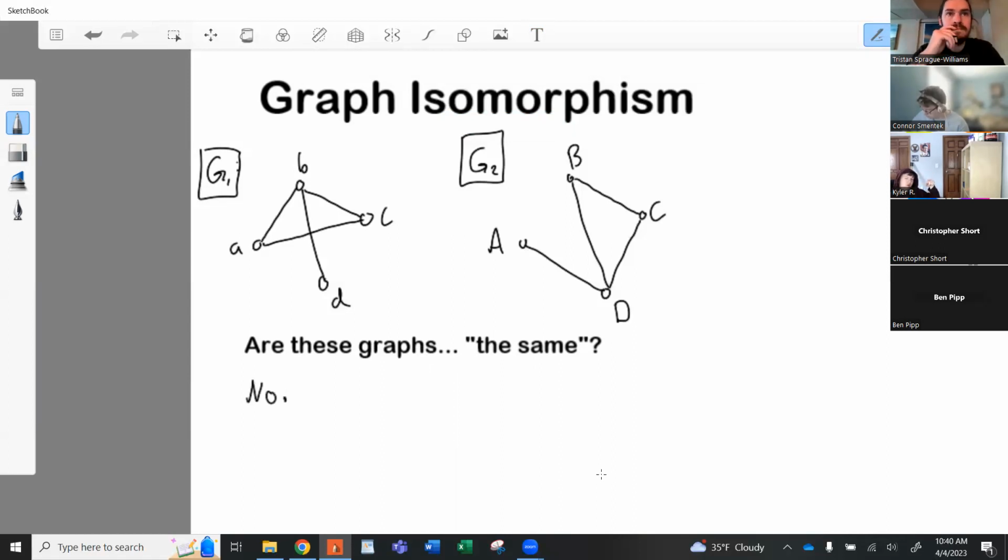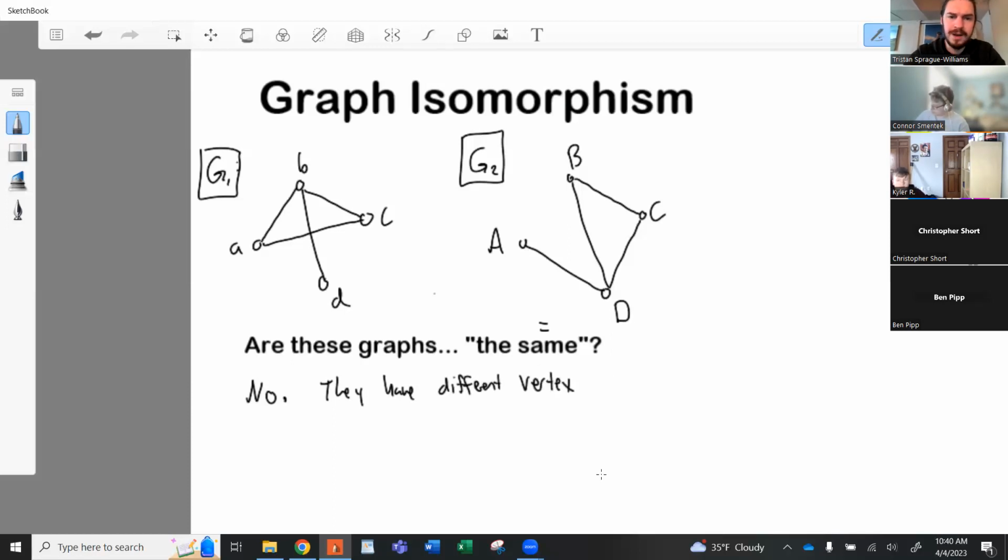I think those are isomorphic. They are isomorphic. We haven't gotten to that yet, but they're not the same. And by the same, I mean equal. Okay, so you're saying in ordering they have to be the same? Well, for one thing, they have different vertex sets.